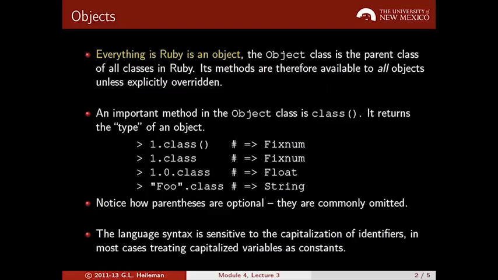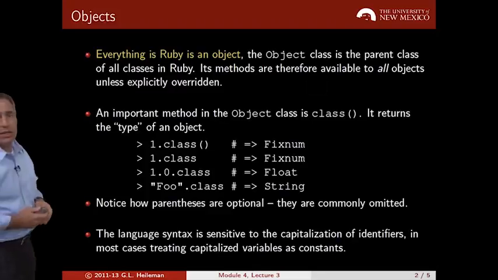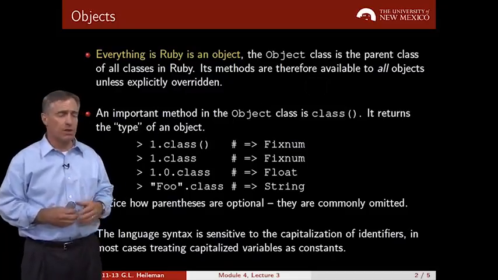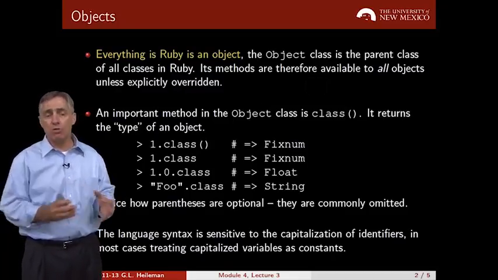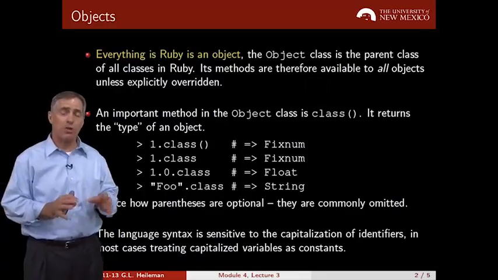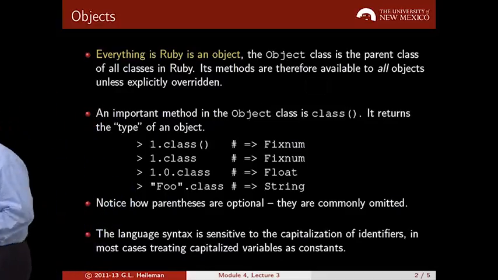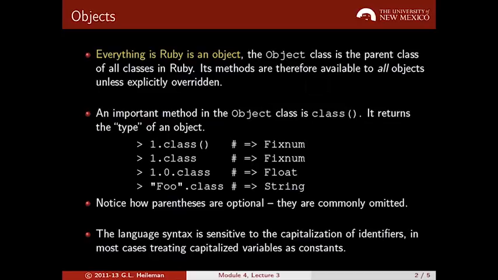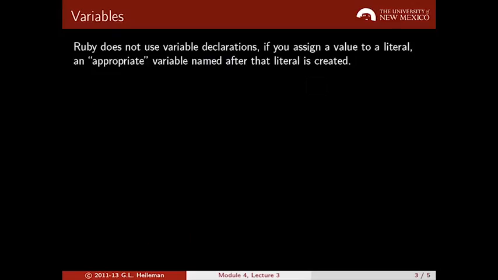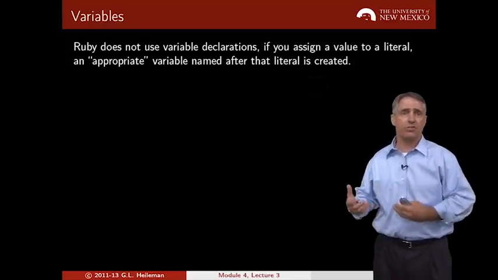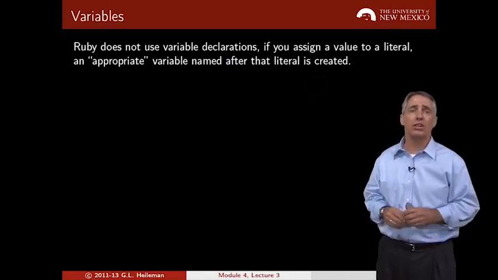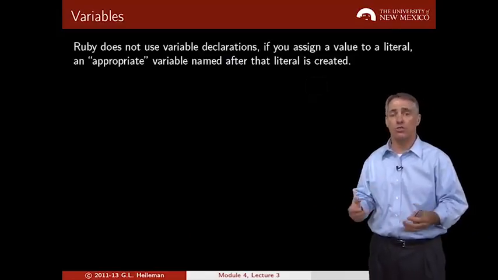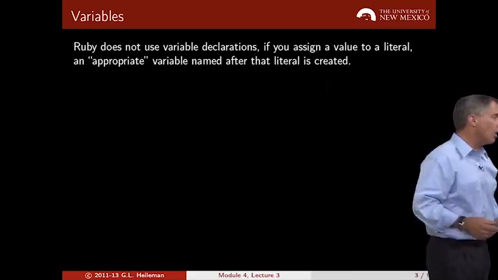The syntax in Ruby is sensitive to capitalization, and there are some rules about how you should capitalize things in Ruby as well that you should use by convention, because most people who use the Ruby programming language follow those conventions in order to avoid confusion. So in most cases, capitalized variables are treated as constants. And we've already talked about the fact that in Ruby you won't see things like Fixnum and then the name of the variable. There are no variable declarations. If you need a variable, you just use it. You start using it, and it's automatically created.